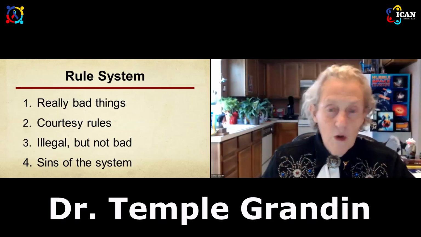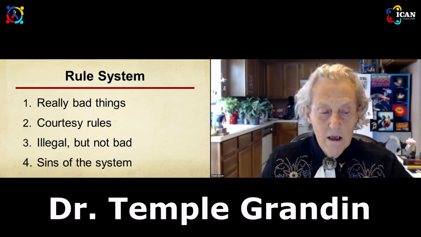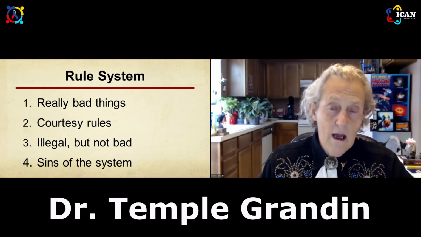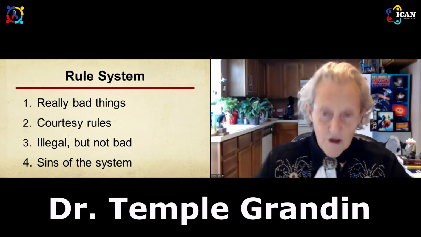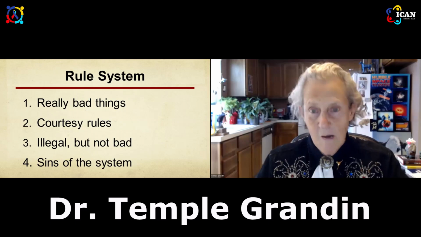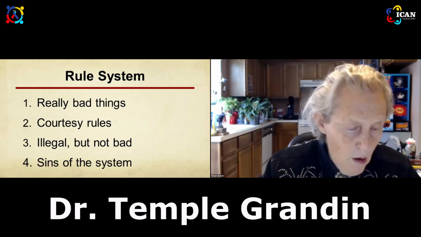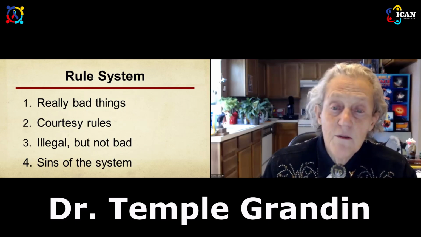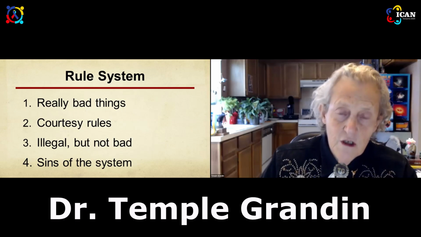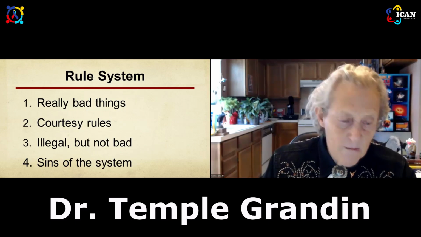Now, rules. Which rules do I really have to obey? I have to obey, you don't do really bad things. Like break into stores and steal stuff, destroy property, kill people. These are things that in most societies you just don't do. Then you have the courtesy rules. They're different in different cultures. Saying please and thank you, for example.